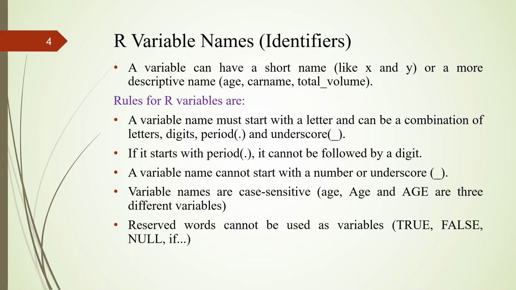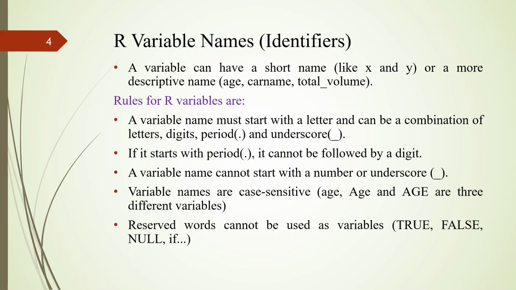Let's get into the next slide. Here a variable name can be a short name like x, y, p, q, r as we have given previously. It could also be a descriptive name like age, car name or total underscore value. This is the way you can give variable names here.